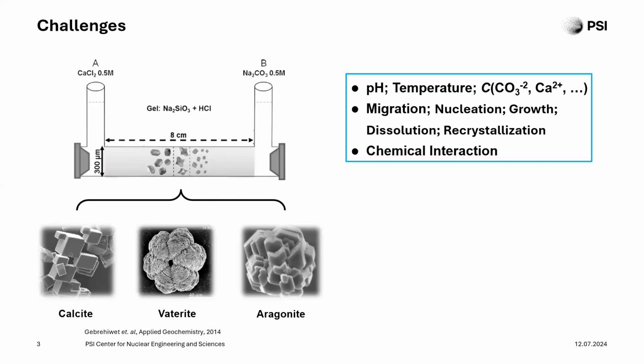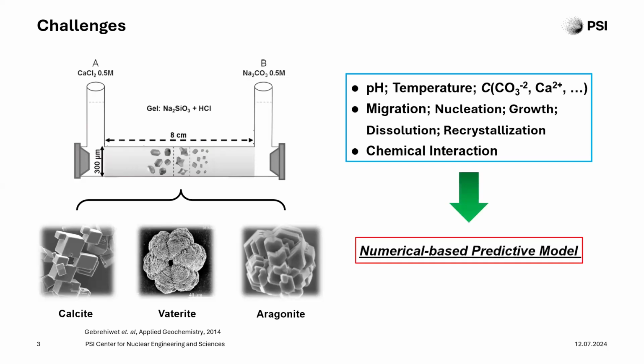For experimentalists, it is quite challenging to predict the dynamic precipitation process, and it's really hard for them to obtain such chemical information during experiments. So that's why we need a numeric-based predictive model to help us complement such experiments.